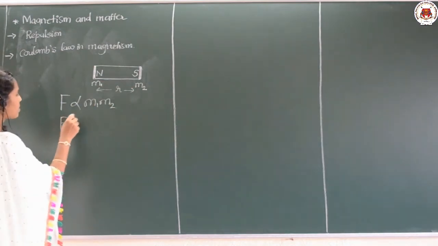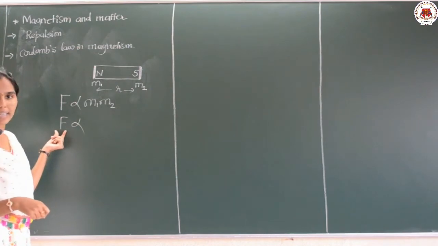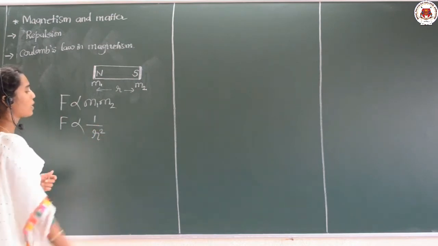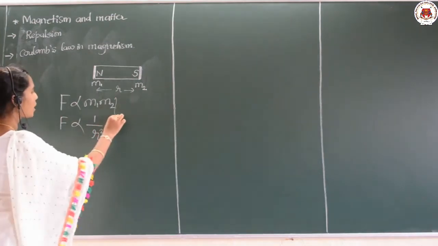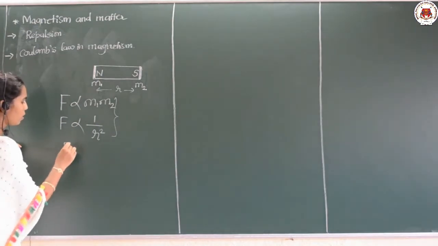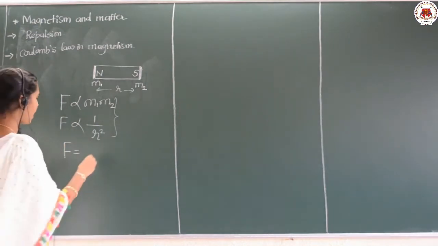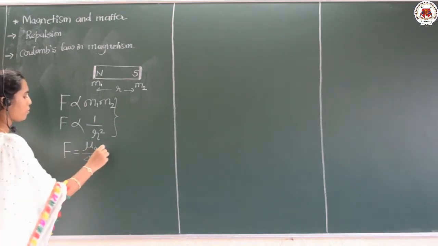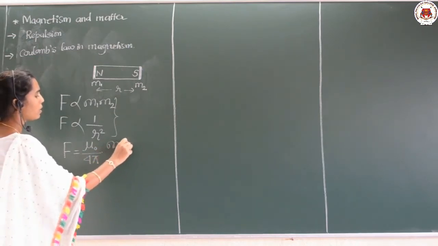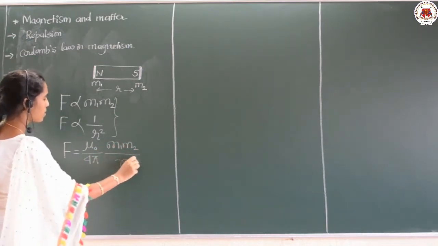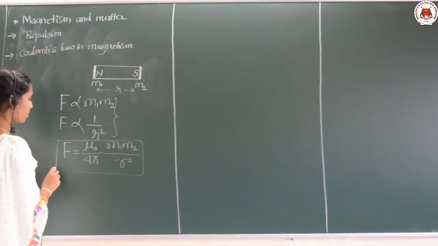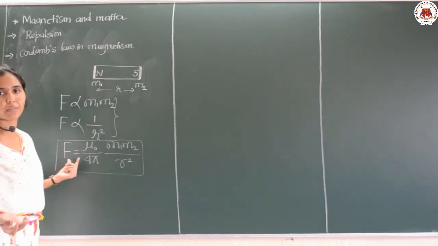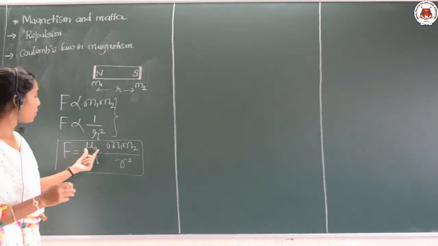And the force of attraction or repulsion is inversely proportional to the square of the distance between them. Then, together, I can write Coulomb's law in magnetism as F equals mu naught upon 4 pi into m1 m2 upon r square. This is my formula. Yes, where what is F? F is the force of attraction or repulsion between the poles, and next, mu naught.